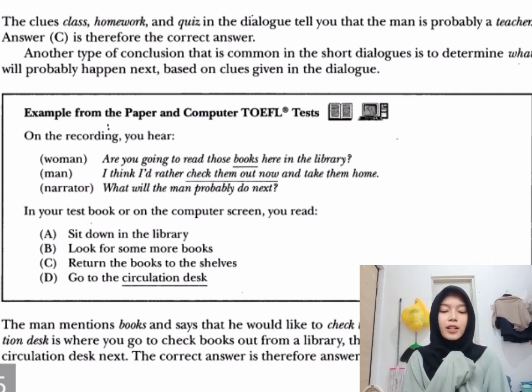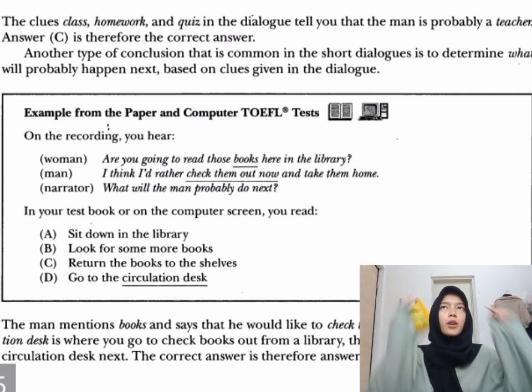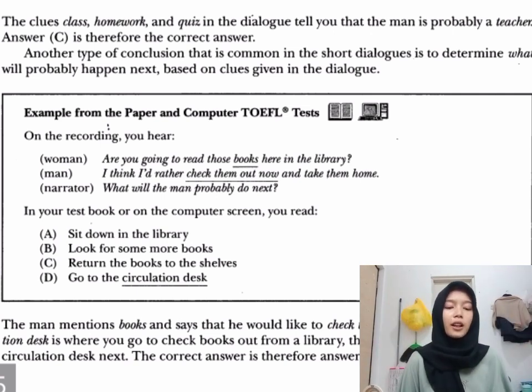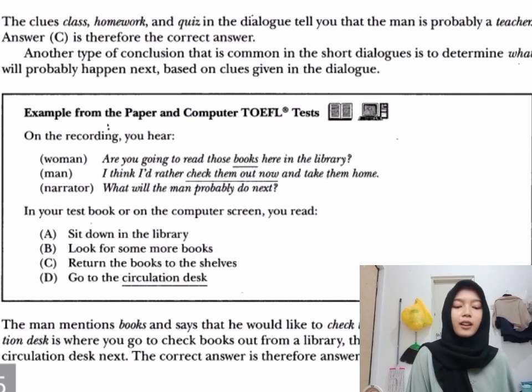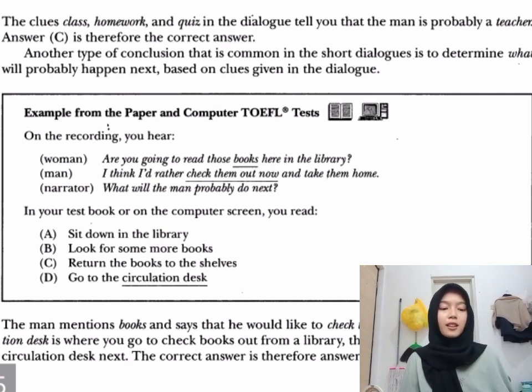So the D, go to the circulation desk. The circulation desk is the place at the side of the library where we can borrow books from the staff in the library, and then we can go back home and read the books, and after that we can go back to the library and return the books. So D is the right answer, because the man here wants to borrow the books, so he needs to go to the circulation desk.